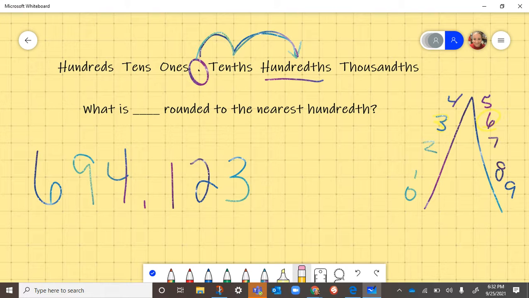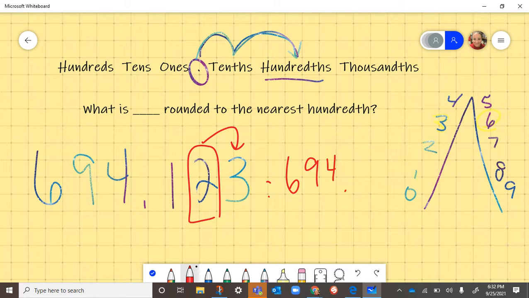All right, let's see if you got the right answer. So you boxed that 2, you went next door, that told you to let it rest. So you should have gotten 694 and 120. There we go. 694 and 120 thousandths. Did you get it right? Hopefully so. Yay, if you did. If not, let's practice one more.